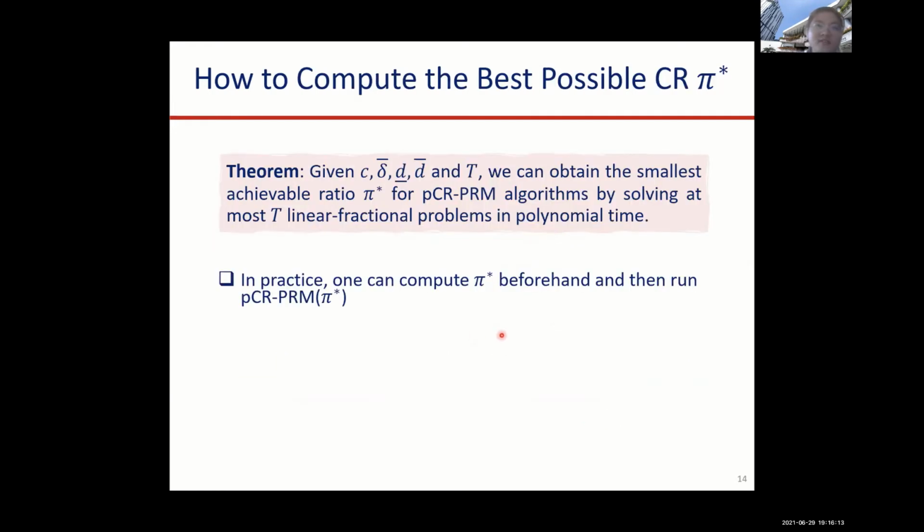Luckily, we show that given the storage parameters, the net demand bound and the number of time slots, we can obtain the smallest achievable ratio among the designed algorithms by solving at most T linear fractional problems. We all know that linear fractional programming is not much harder than linear programming, thus we can obtain the smallest achievable ratio in polynomial time. In practice, one can compute the smallest achievable ratio beforehand and then run the best algorithm.